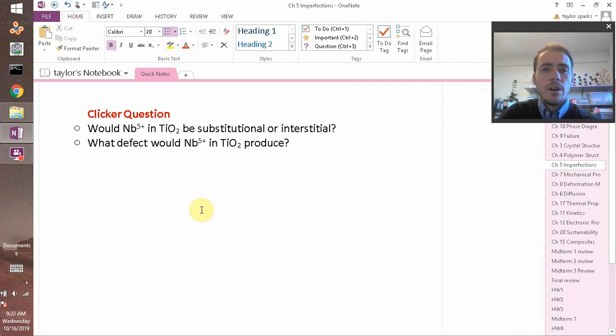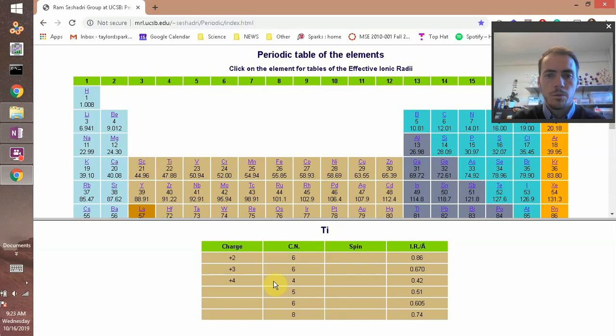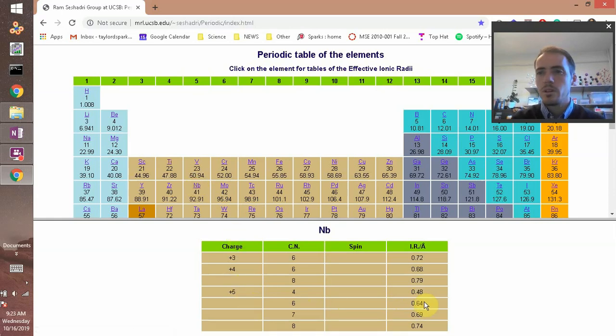If you look at the size of niobium 5+ and titanium, and what the charge is going to be: 4+, because you've got two oxygens, so minus 2 times 2 is minus 4. That means titanium must be 4+. Niobium 5+ and titanium 4+ are pretty close to the same size. We could look that up in a size chart. Okay, so titanium 4+, let's assume that it's octahedral because it is in TiO2, its size is about 0.605. Niobium 5+, if it were to sit on that same site, 0.64. So it's very, very close. So it's very likely going to be substitutional as opposed to interstitial.